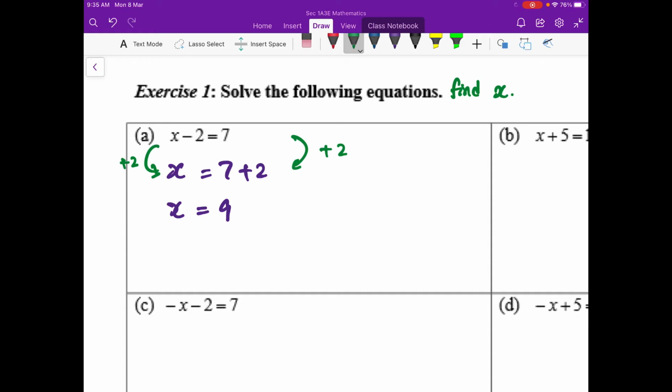This in green is called removing the negative 2. I add 2 to a negative 2, then it will be removed. I must do the same on the other side.